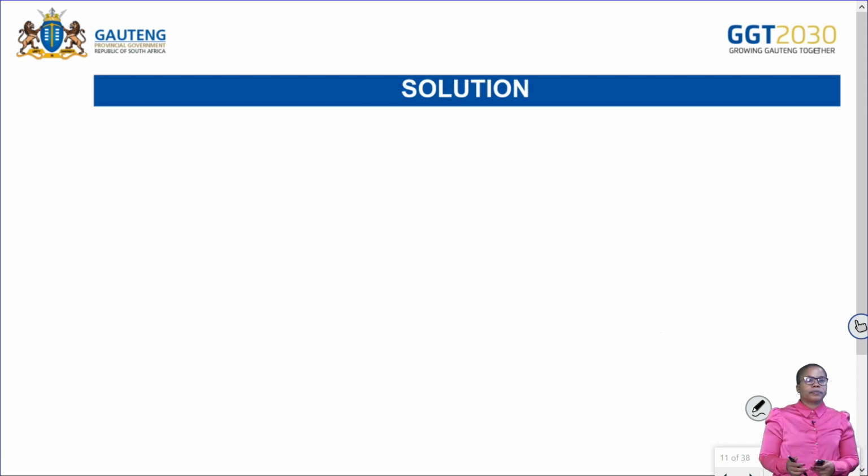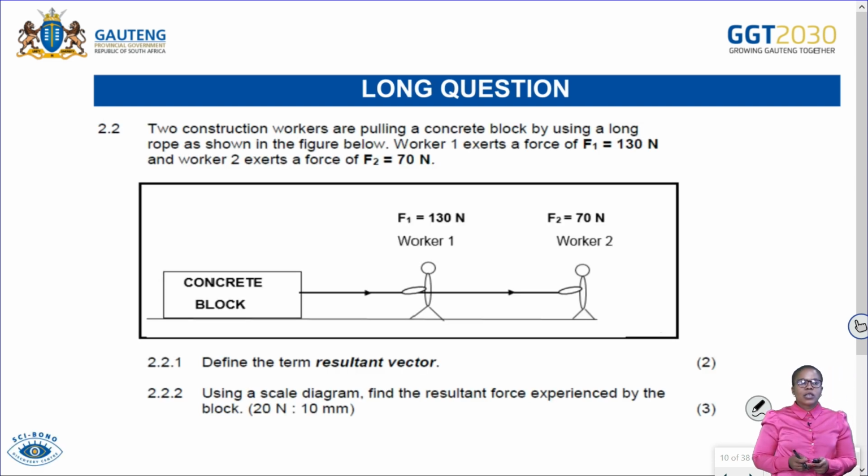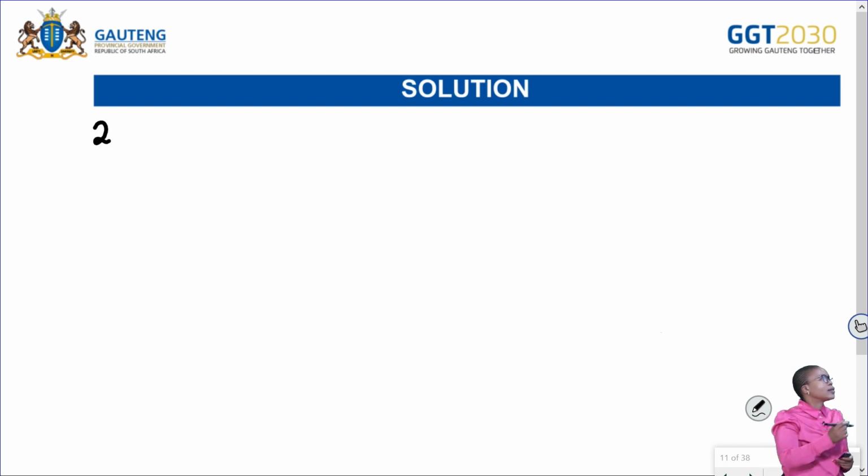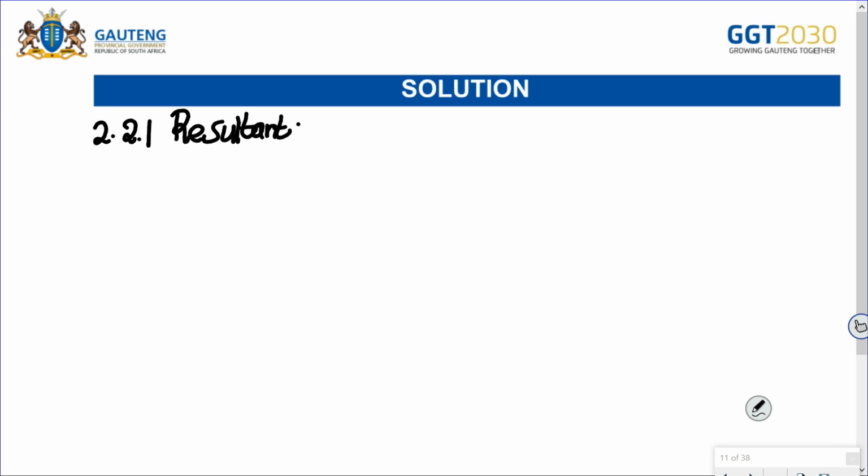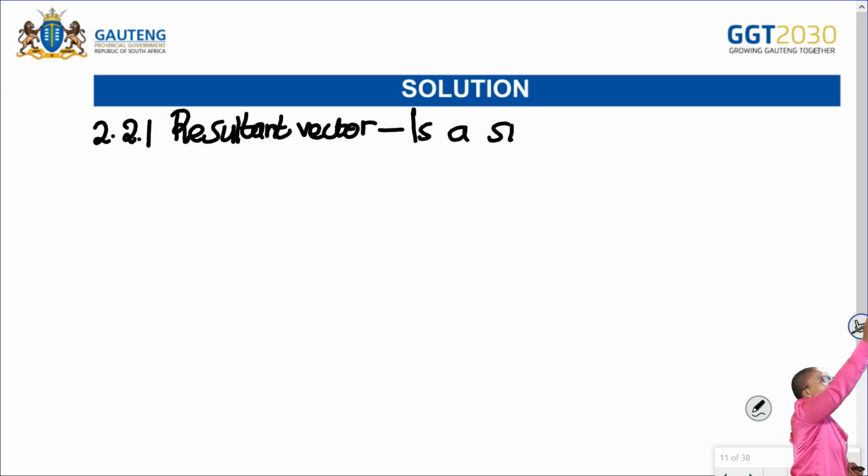So this is your 2.2.1. Let's go back a little bit. In 2.2.1, we are defining a resultant vector. You need to remember that it is a single vector that has the same effect as two or more vectors that are acting together.